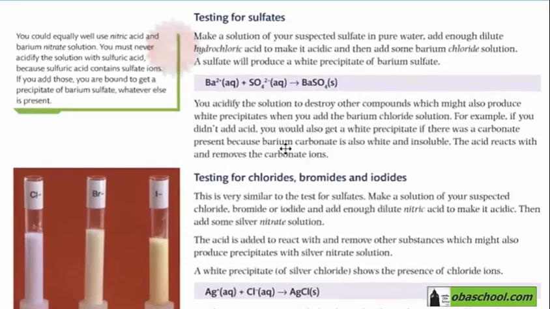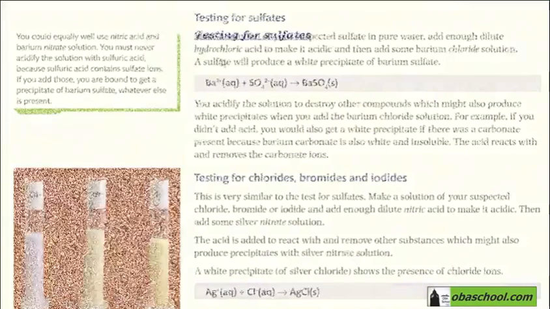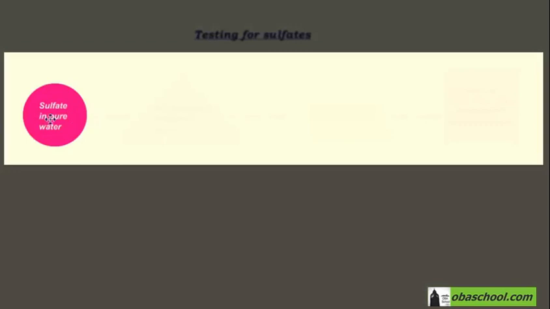So, page 96, testing for sulfates. The first step: sulfate in pure water. Sulfate is a powder. Add it into the pure water.